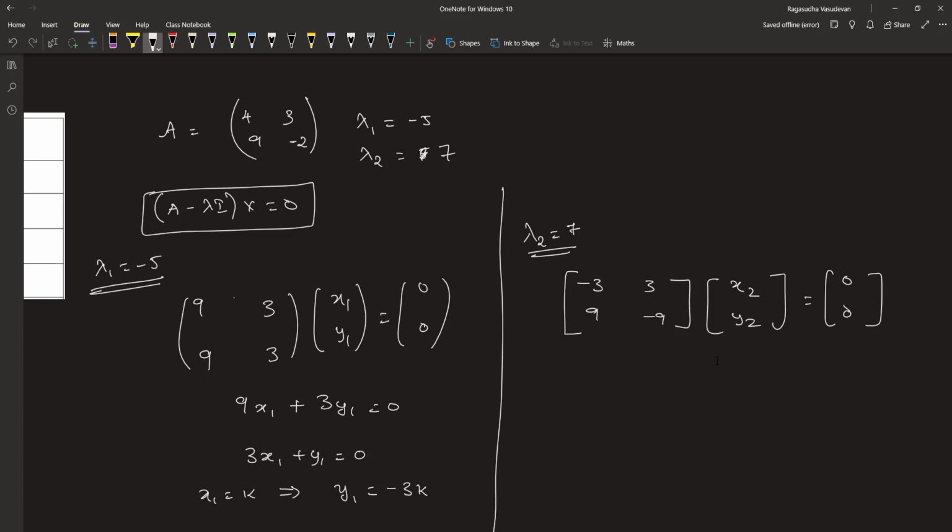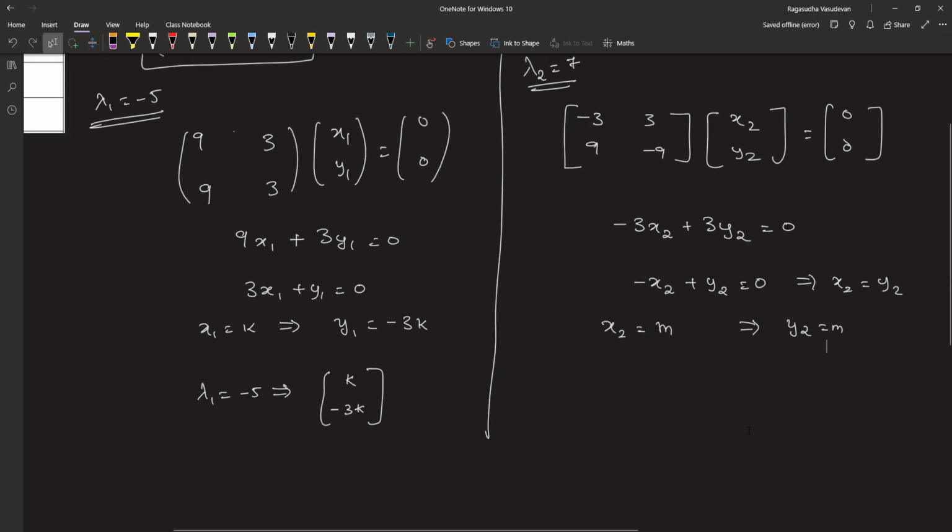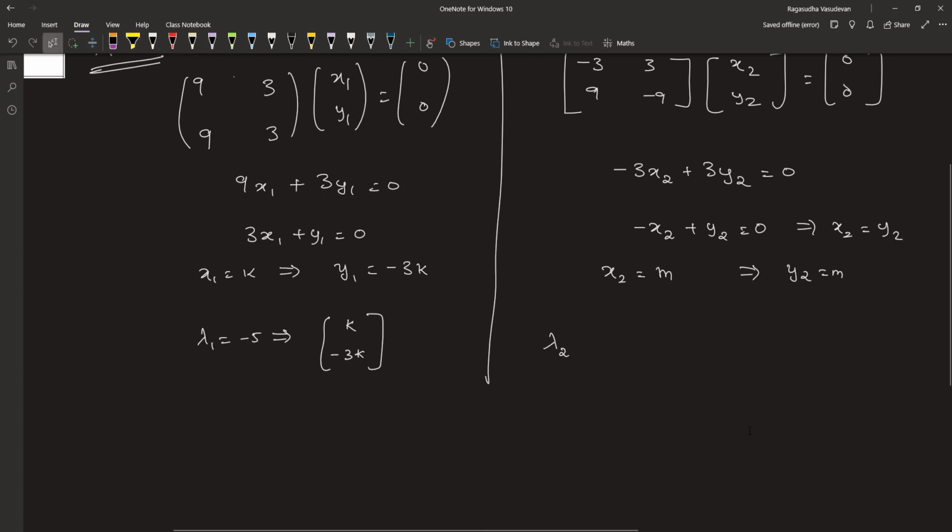So, this is also a linearly dependent equation, which is minus 3x2 plus 3y2 is equal to 0. If we further reduce, we get minus x2 plus y2 is equal to 0. In other words, x2 is the same as y2. Let's say x2 is equal to m, then y2 is also m. So, lambda 2 equal to 7 implies that the eigenvectors will be m and m.